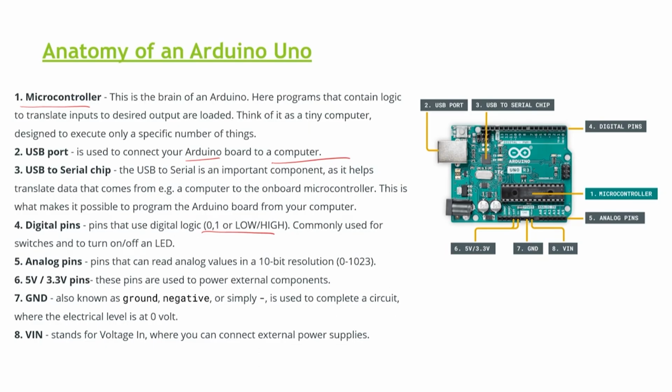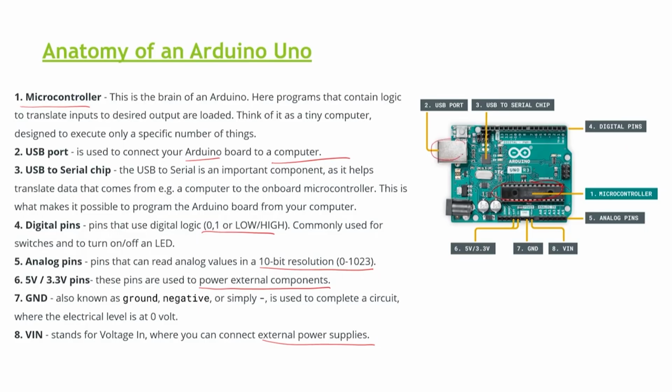Then the analog pins, pins that can read analog values in about 10-bit resolution, and of course, you have 5 volt and 3.3 volt pins. These are used for powering external components, and then there is a ground. In order to complete the circuit, you will always need a ground point, and you also need voltage in, where you connect it with the external power supply. So, that is the anatomy, and you can see where each one of them is. Here you will see the microcontroller at slightly the right bottom, and then you will see the pins are all arranged.